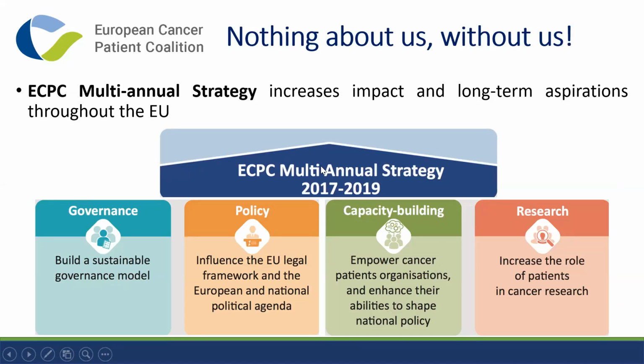We work based on our multi-annual strategy. This one is coming to an end, between 2017 and 2019, and we're currently drafting a new strategy. These cover the following areas: governance, policy, capacity building, and health and research. Within governance, we've been trying to build a sustainable governance model for our organization and our members. In policy, we're trying to influence the EU legal framework and the European and national political agenda. In capacity building, we're trying to empower the cancer patient organizations and our members in general, enhancing their abilities to shape national policy, so working on ground level, basically. And in health and research, we're trying to increase the role of patients in cancer research, to be working as co-creators of their own health.